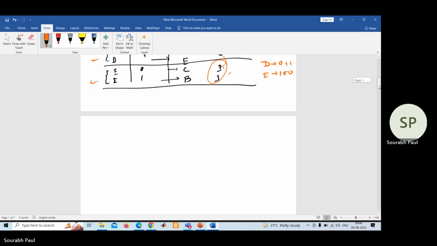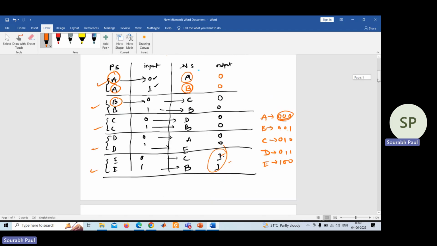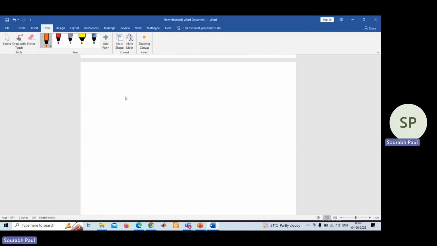Now replace each of the variable values by this bit combination. Wherever A is there, we need to replace it by 000. If B is there, we need to replace it by 001. So in this table, wherever A, B, C, D, E are there, you need to replace them by these values. This is the ultimate meaning of this. So I am rewriting this table again.